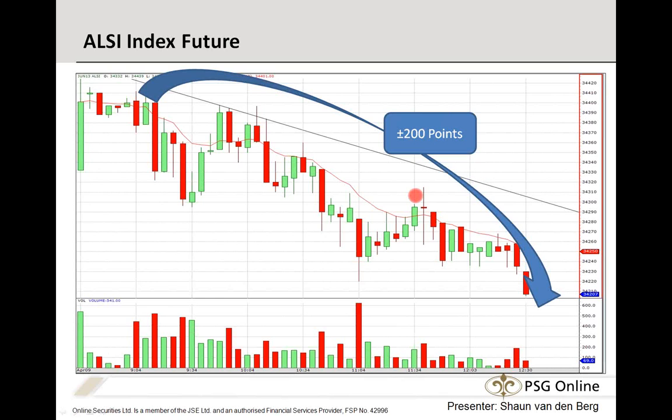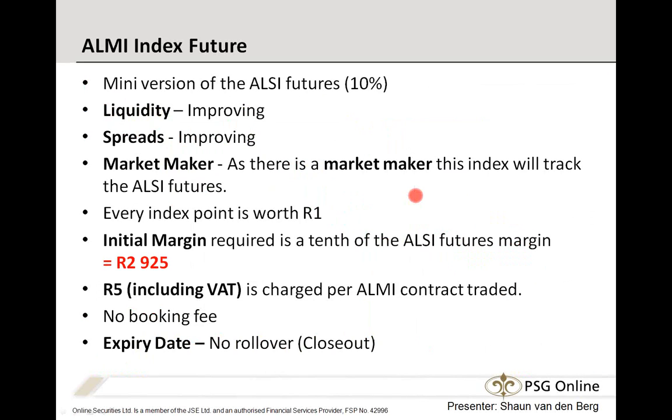So say this is great for day trading. Talk about the ALMI. This is 10%, or the mini version, of the ALSI. So it's 10% of that exposure of the ALSI. Liquidity is not as good as the ALSI, but it is improving as more and more people become aware of the tool. It's a great little stepping stone to go from equities to index futures and to trade the ALMI. So the spread also is improving.